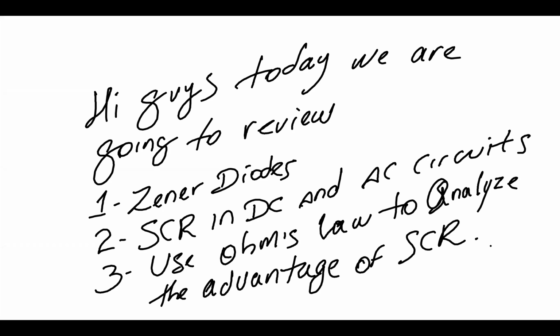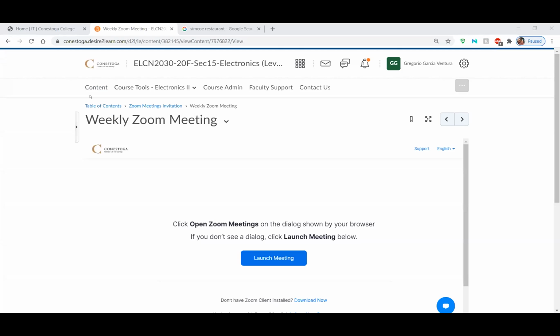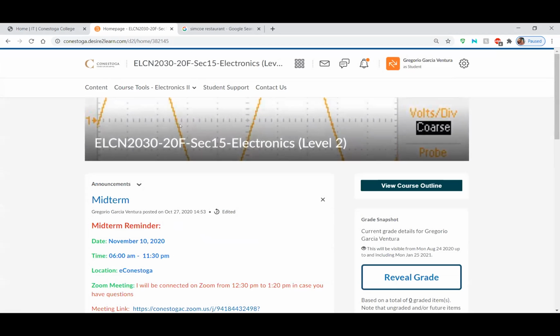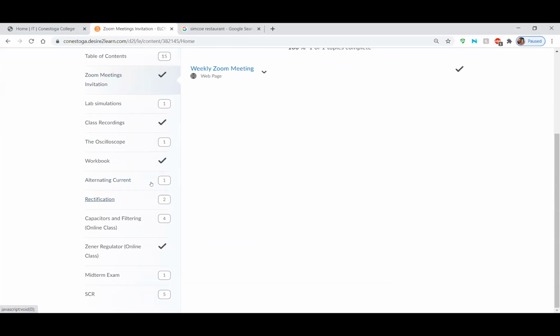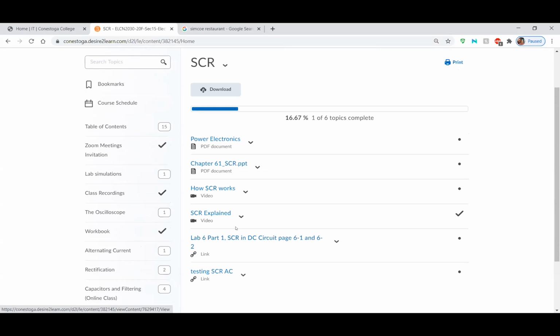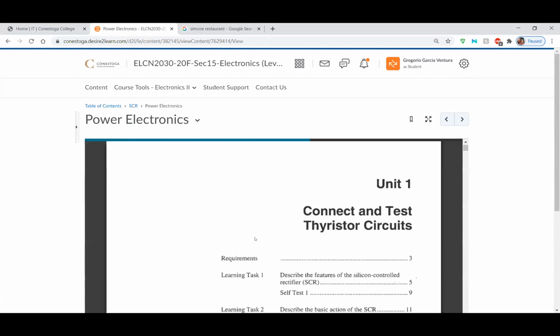So the first thing that I want to show you here is that on Iconestoga, when you get into your content, I want you please to do the following. After this class today, on the content, I want you please to go into the SCR, which is the very last topic. And there you are going to find a very lengthy document explaining the SCR.